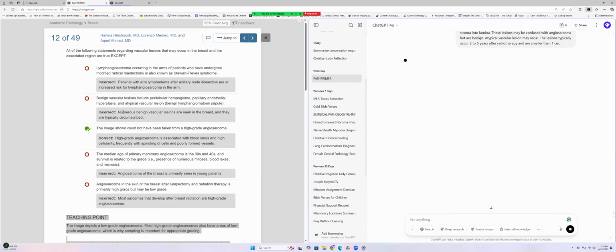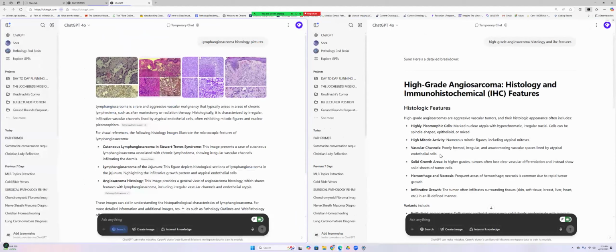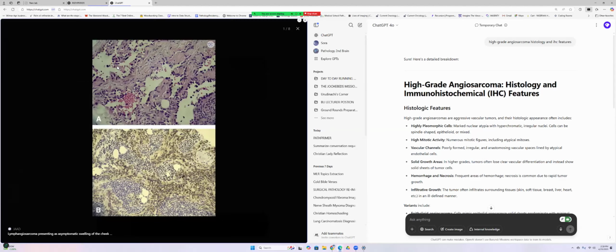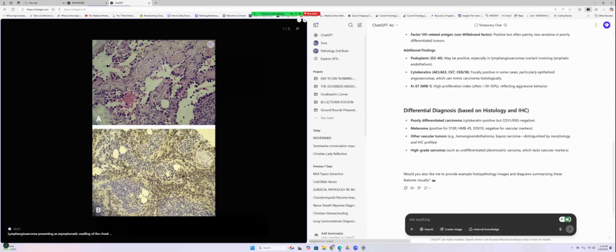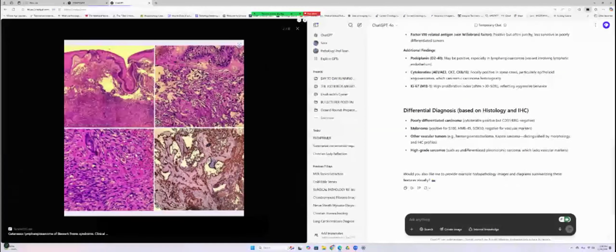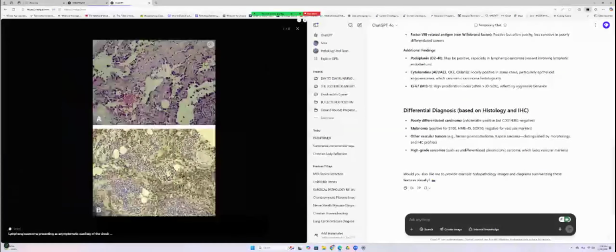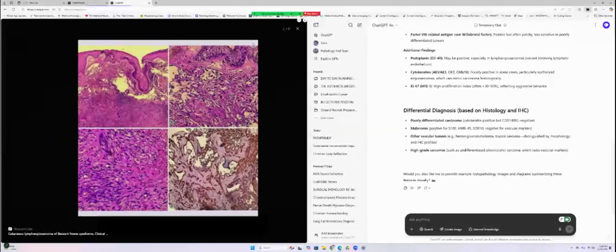Just as a quick reminder, how would the histology of perilobular hemangioma appear? Capillary size cells in the interlobular stroma, surrounding the lobules. Okay, so these are all the features of perilobular hemangioma. No, this is angiosarcoma. Sorry.